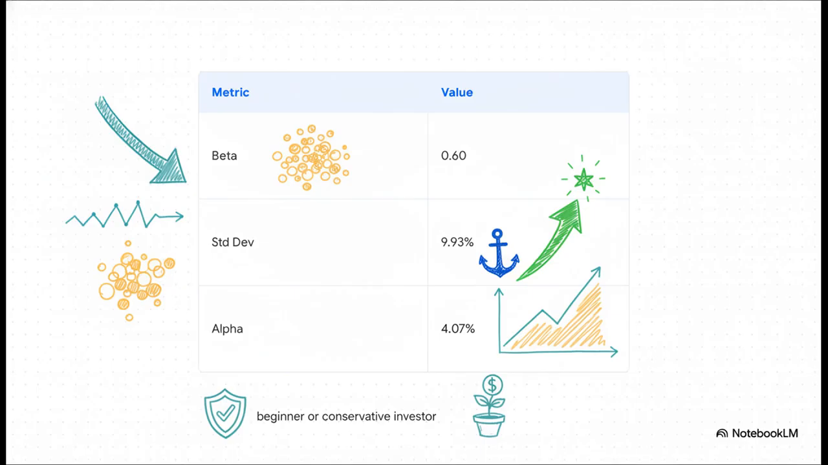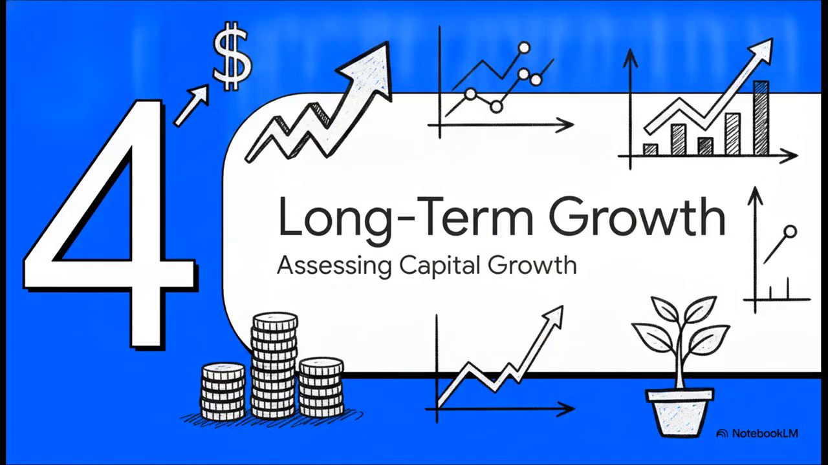The standard deviation sits tightly at 9.93%, especially when you compare it to a category average that often pushes way past 15%. And look at that alpha, 4.07%. So the crucial point for a beginner or conservative investor is this. These metrics mathematically prove the fund is taking significantly less risk than the market, yet it's still generating positive excess returns.